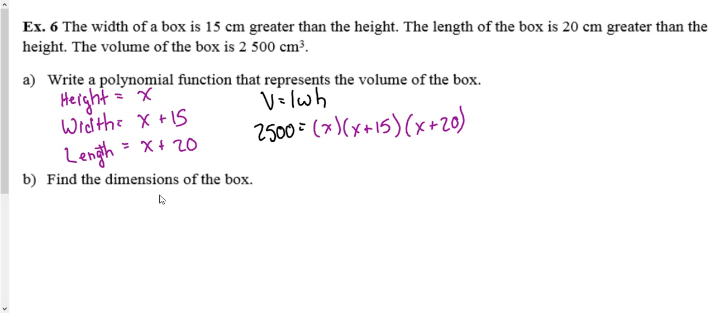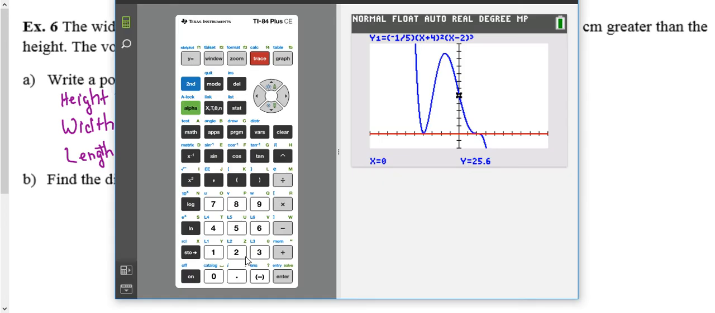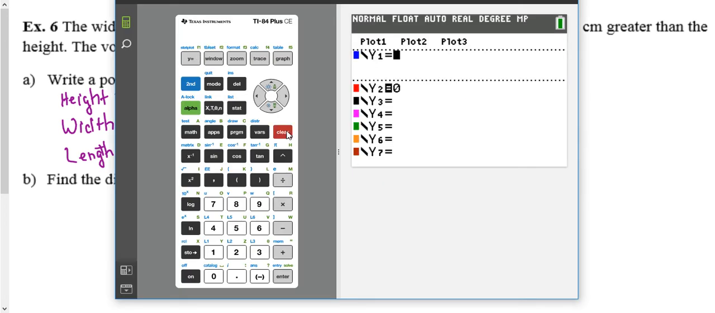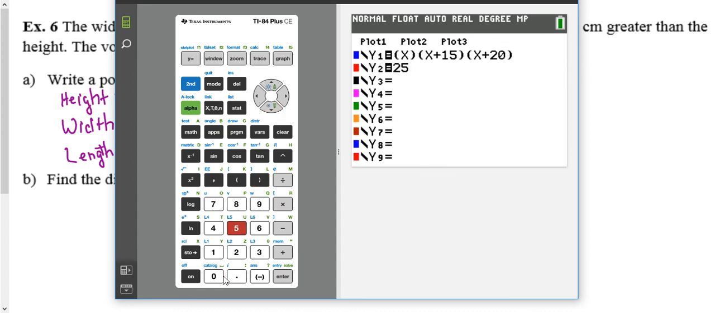Up next, find the actual dimensions of this box. So let's go to our graphing calculator to do this. On my graphing calculator, I'm going to type in my equation. So again, I had x, x plus 15, and x plus 20. That is going to be my y1. My y2, 2500. Double check your window setting on this one.